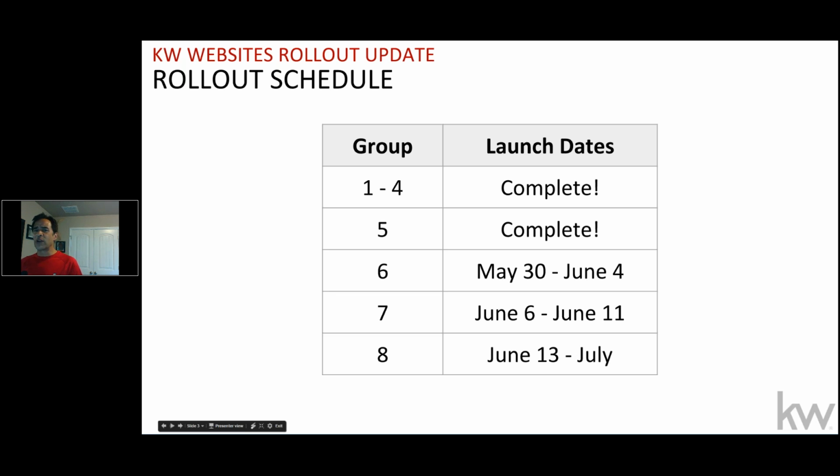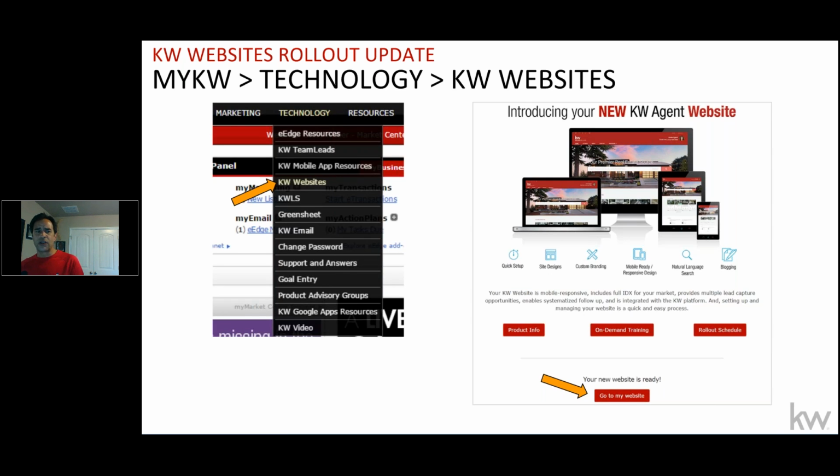Now you can see what is on the launch schedule. Let's take a quick look at how to get to the schedule, or even how to get to your website. You're going to start right here from mykw.kw.com. You'll use the drop-down menu and choose KW Websites, and you'll be taken to your KW Websites page. This is where all of your websites are, a single place where all of your agents can go to find the website feature. Click on Go to My Website, and right above that is the rollout schedule. If you click on that, that's the link that I just gave you.